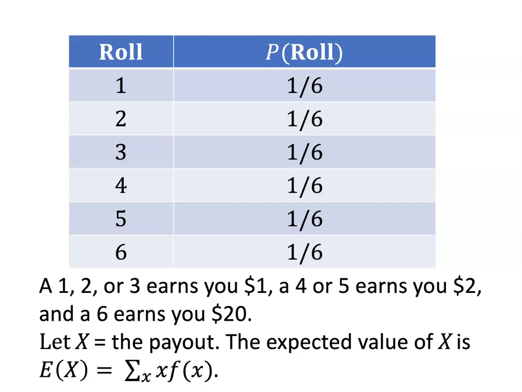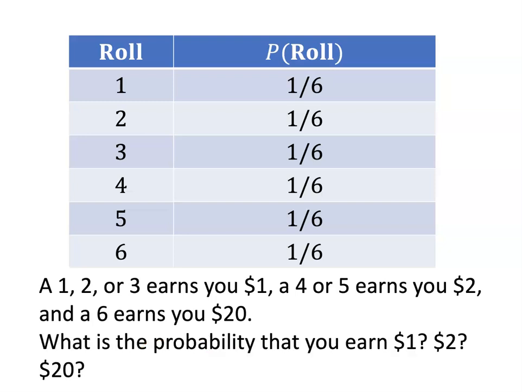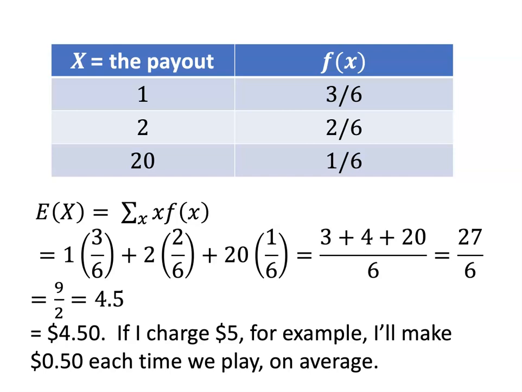The expected value of x is this. It's the sum of x times f of x. And what's the probability that you earn $1, $2, $20? That's 3/6, 2/6, 1/6. Okay, so let's calculate this. The summation of x f(x) is going to be, again, x is the payout. X is not the roll. X is the payout, because we want to find the mean of the payout, not the mean of the roll.